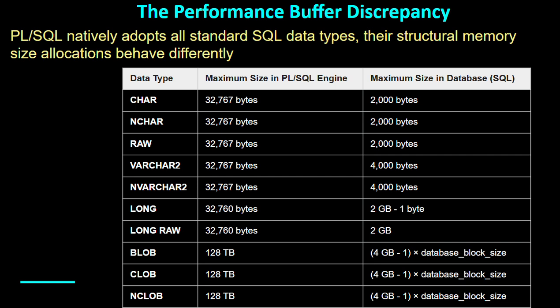Notice here that VARCHAR2 can scale up to 32,767 bytes within a procedural variable memory, but it drops to a strict 4,000 byte cap when stored in a database column. If a variable holds a value larger than its defined data type, a runtime error is instantly thrown. For large legacy fields, keep in mind that LONG or LONG RAW variables can only process up to 32,760 bytes in the code memory.